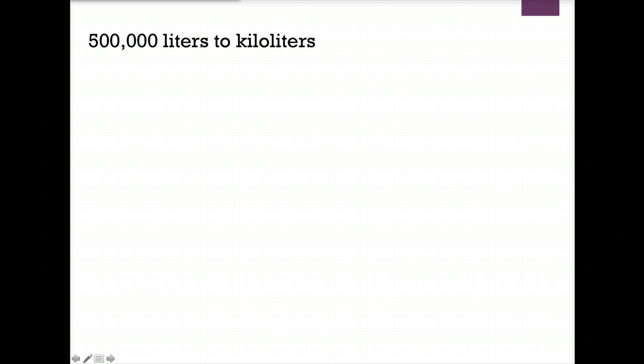Okay, let's look at another problem. We're going to convert 500,000 liters to kiloliters. So the first thing we do is we draw our line out. Okay, we record what's given, 500,000 liters. We put in our picket. We're going to put that over 1.